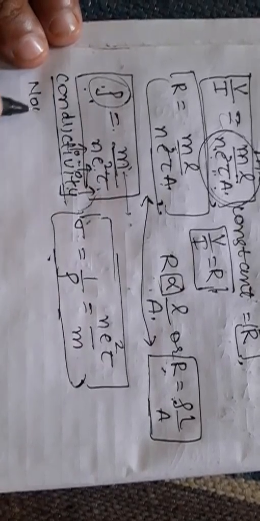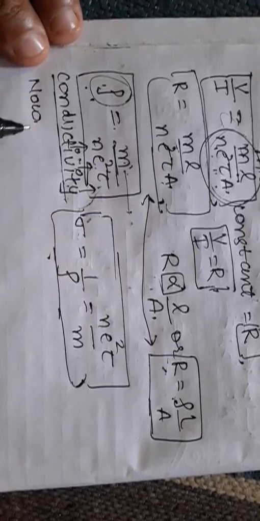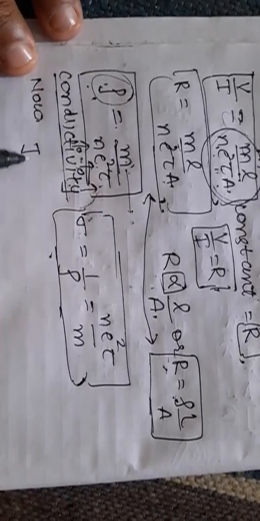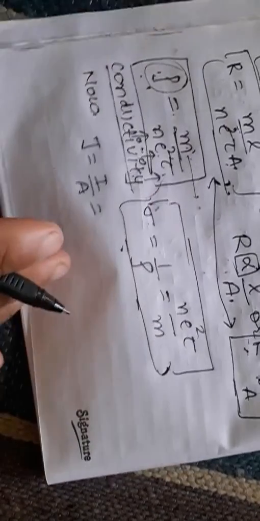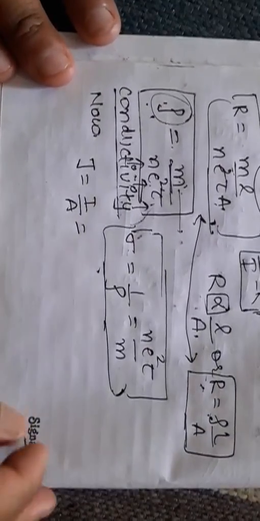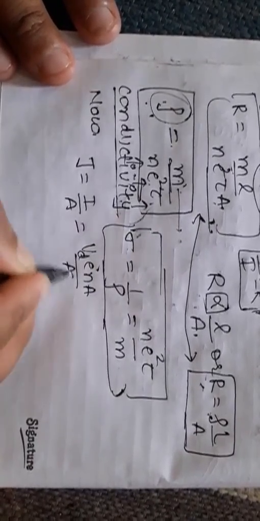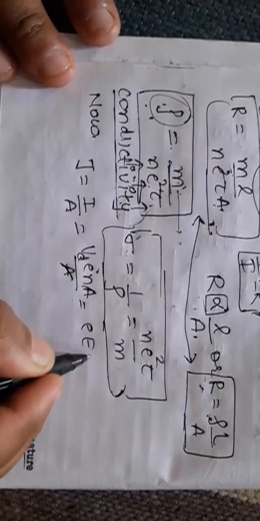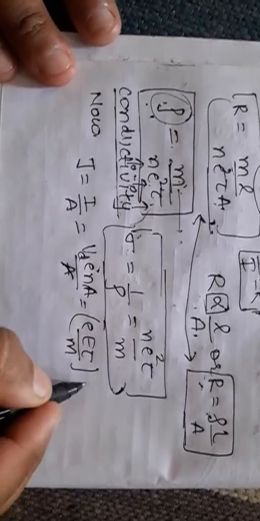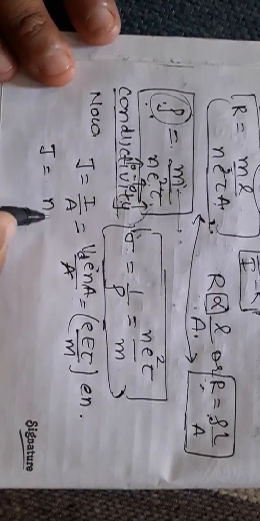Now there is another relation, that is the relation of current density with the electric field. Look once again, what is J? J is the current density, which is I by A. What is I? I is the current, which is equal to n e A v_d. A cancels. What is drift velocity? It is e E tau by m. So J is equal to n e square tau into E by m.